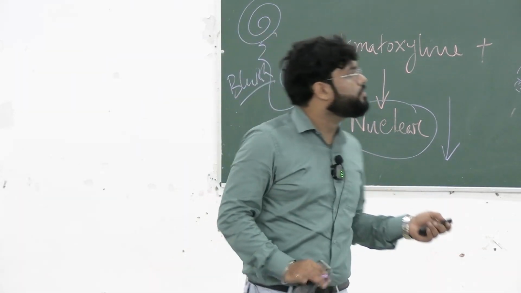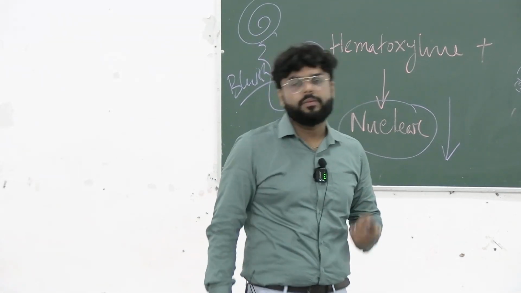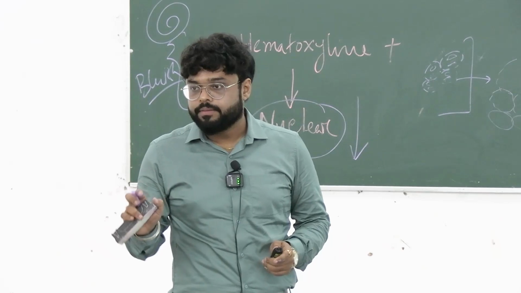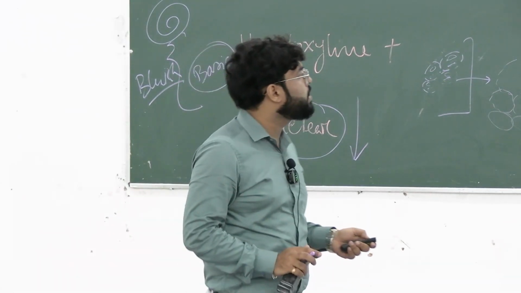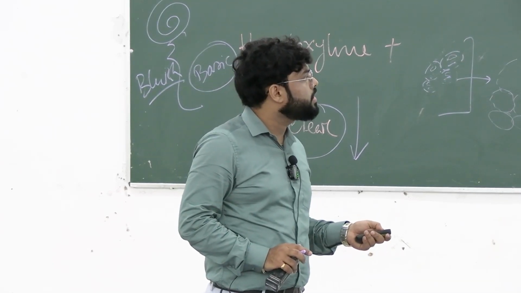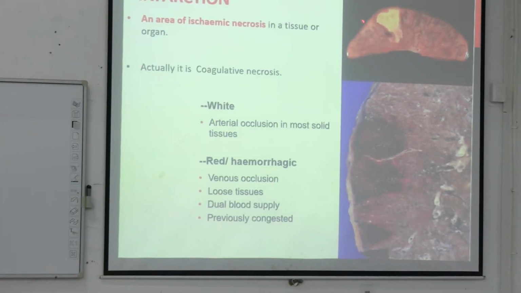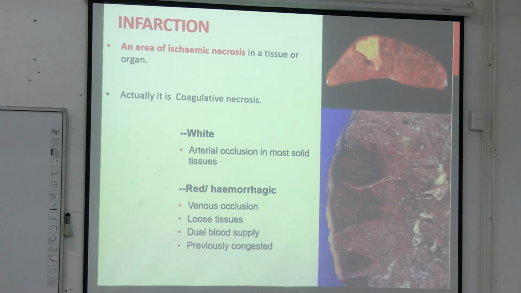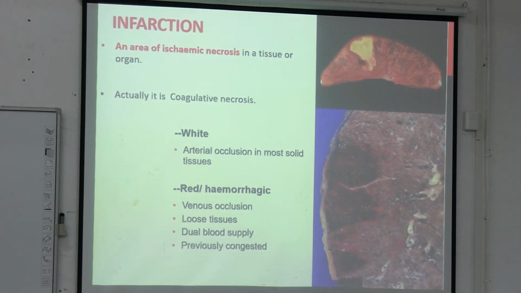There is a special type of area due to ischemia. When there will be some kind of ischemia, one part of the area in a solid organ is mostly affected. That area is known as infarct. See, this is a specimen of spleen. There is a wedge-shaped whitish area on the cortical portion. This wedge-shaped area is dead.